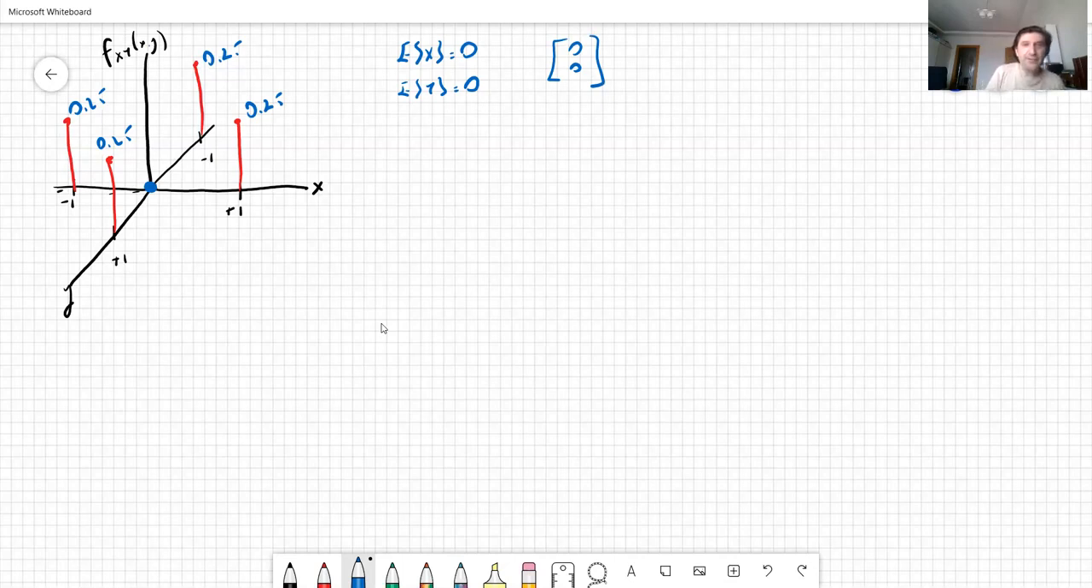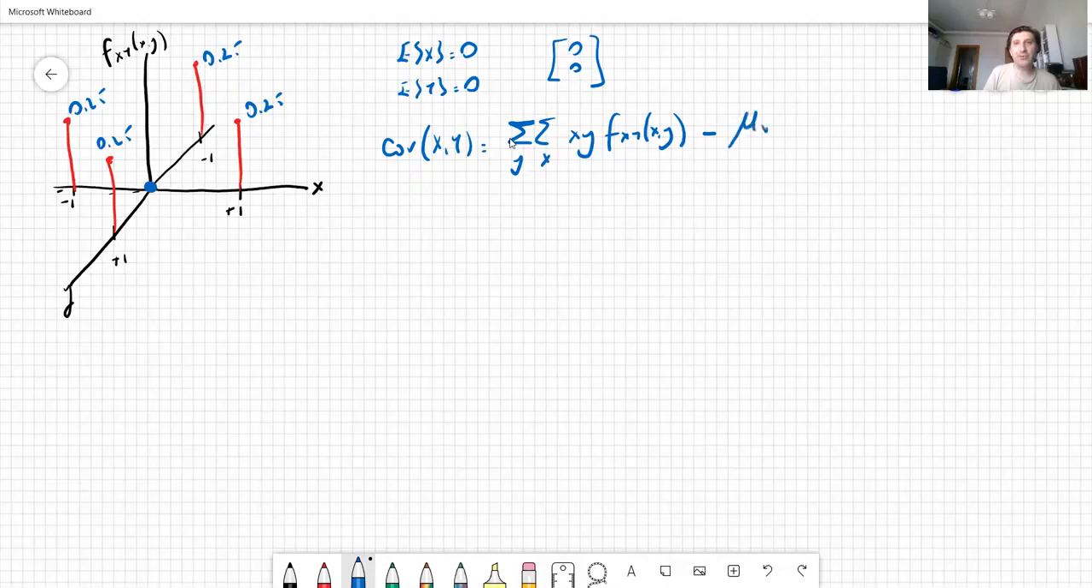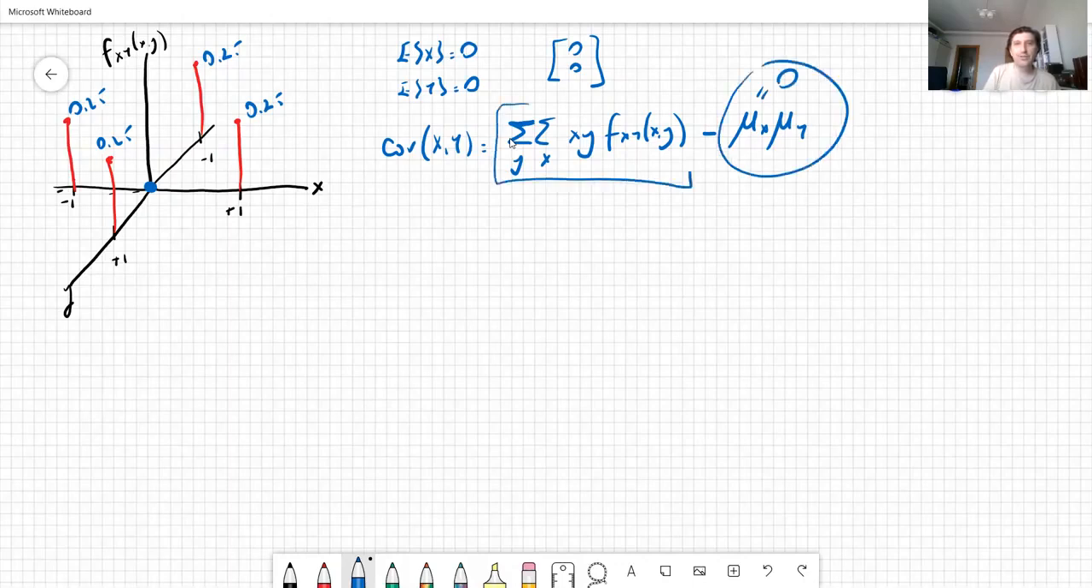Anyway, in order to find the covariance between X and Y, so that we can find the correlation, we have to find the double summation of xy multiplied by the joint probability mass function, over X and Y, then subtract mu X times mu Y, the expected values. Note that since these are equal to 0, this is going to be simply equal to 0. So we only have to consider this part. To consider this part is going to be very easy: X times Y times the probability mass function.